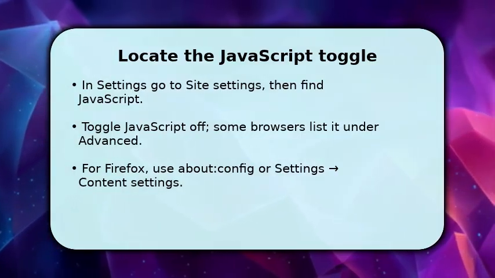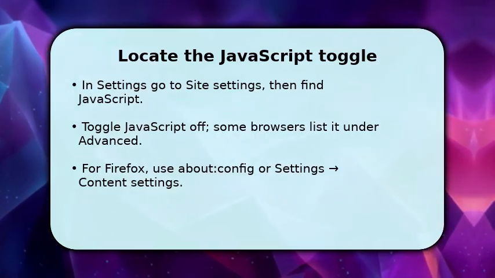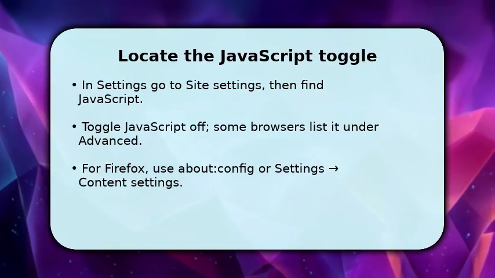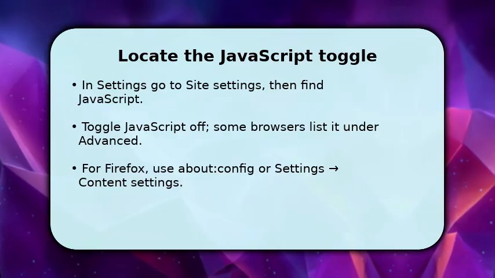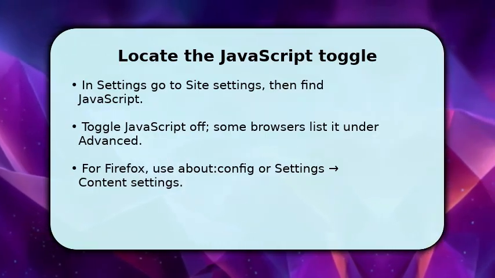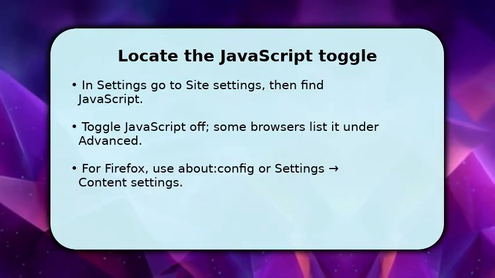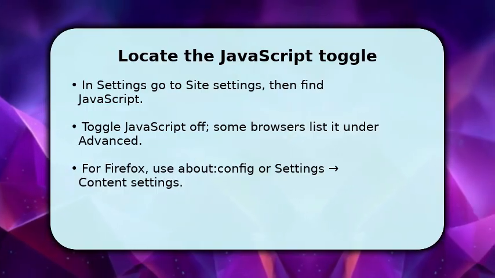You'll usually see a simple on/off toggle. Turn it off to block scripts. This disables many dynamic features on pages, which is why you might lose some functionality. In some browsers, JavaScript is under Advanced or Content Settings, and Firefox may require About, Config Changes, or a Content Settings entry. After flipping the toggle, navigate to a site to confirm behavior.